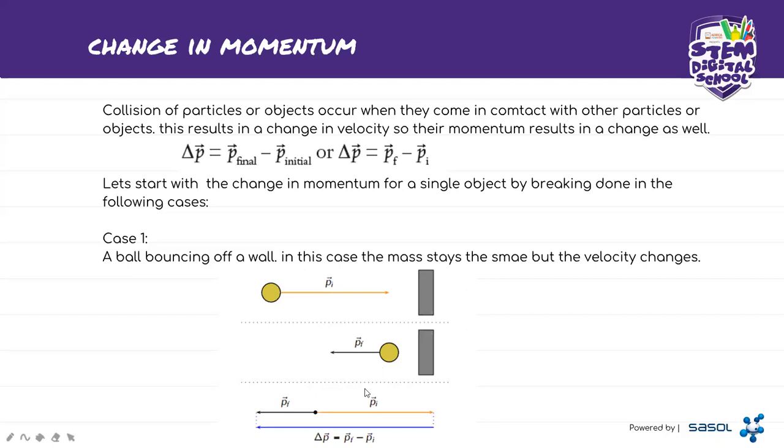So our change in momentum is equal to the final momentum, which is this one here, minus the initial momentum, which is this one there. Okay, so we're looking for this piece over here.